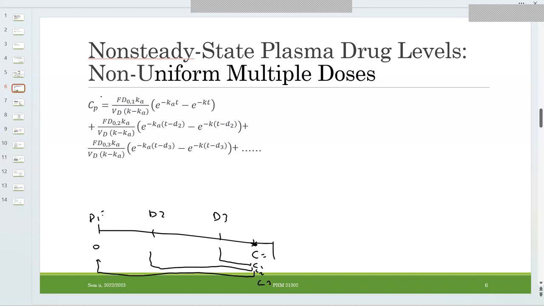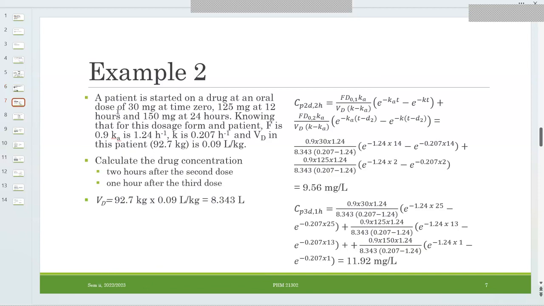Which equation to use? The non-steady state equation. For all of them, the same thing. Okay? And for each of them, we use the dose that was received that will result in this concentration and the time since this dose. K and Ka will be the same because they are for the same drug. Volume of distribution will be the same in all the equations because it is the same drug. Bioavailability will be the same because it is the same drug. Okay? This is how to estimate. Example here: a patient is started on a drug at an oral dose of 30 milligram at time 0, 125 milligram at 12 hours, and 150 milligram at 24 hours.